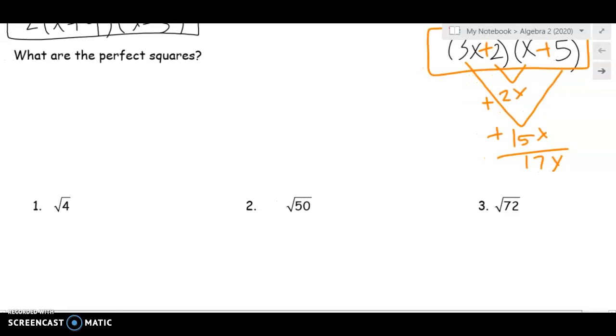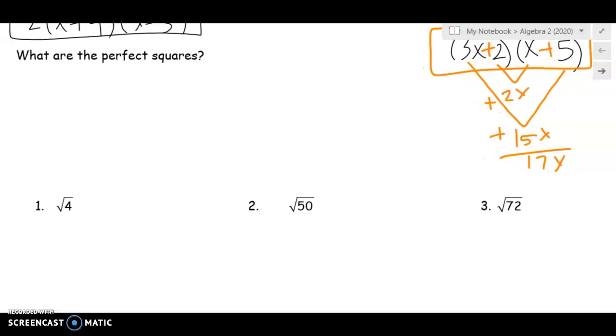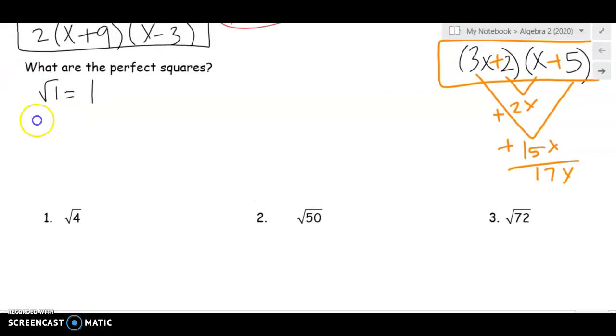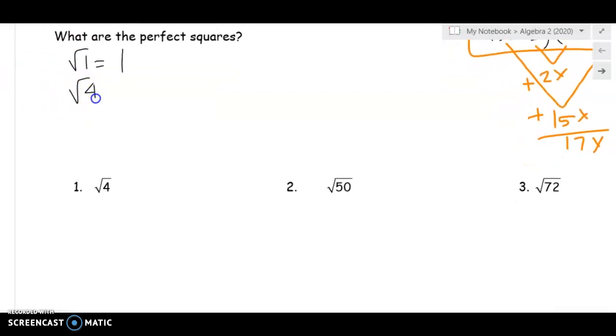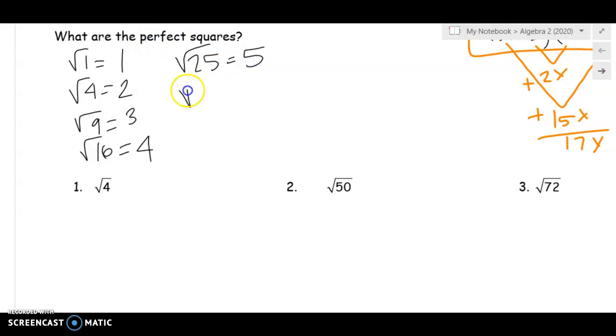So then a little more of a recap, it says, what are perfect squares? I remember we did this a while back, so let's go ahead and just list them out. The square root of 1 is technically a perfect square. That's 1. The square root of 4 is a perfect square. That's 2. The square root of 9 is a perfect square. That's 3. The square root of 16 is a perfect square. That's just 4. The square root of 25 is a perfect square. That's 5. The square root of 36 is a perfect square. That's 6. The square root of 49 is a perfect square. That's 7. Square root of 64 is a perfect square.